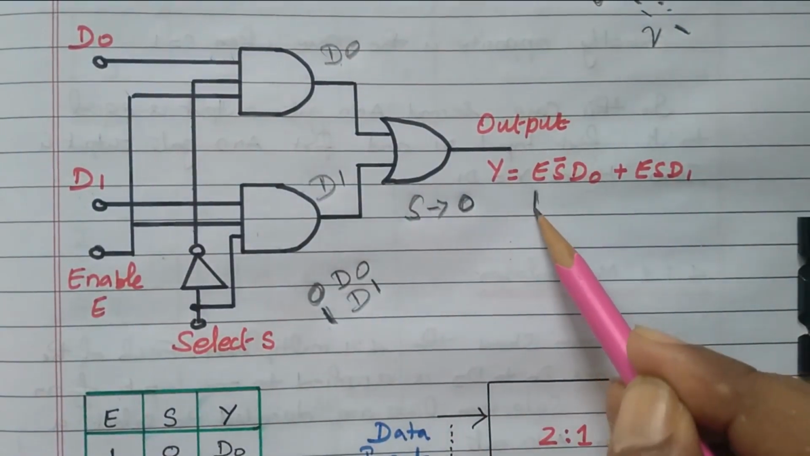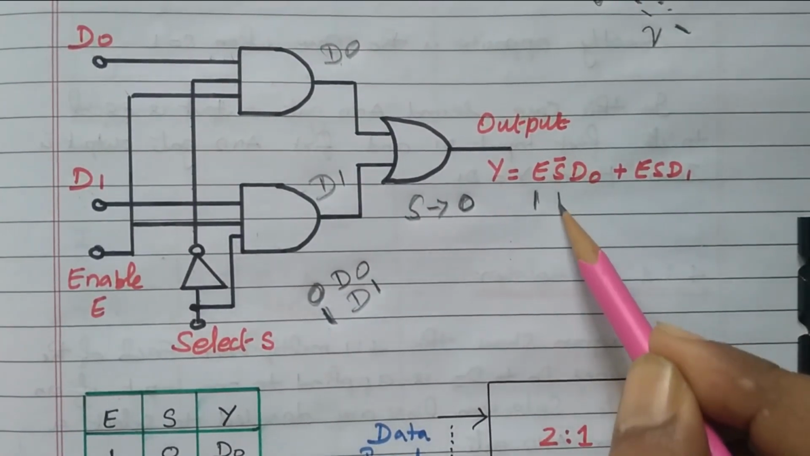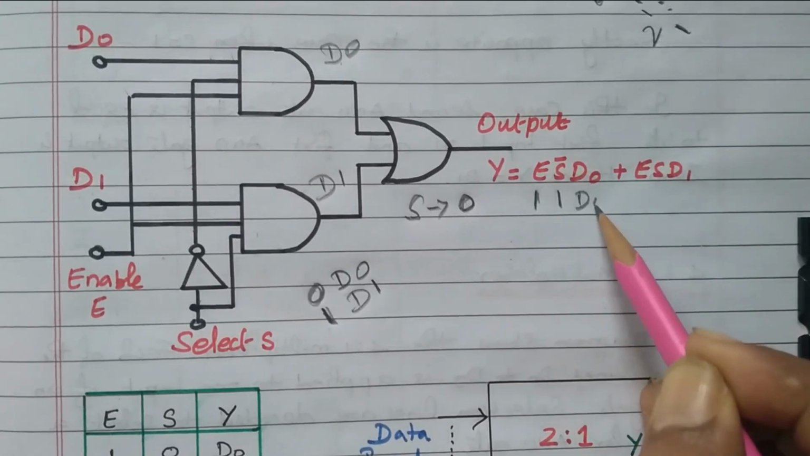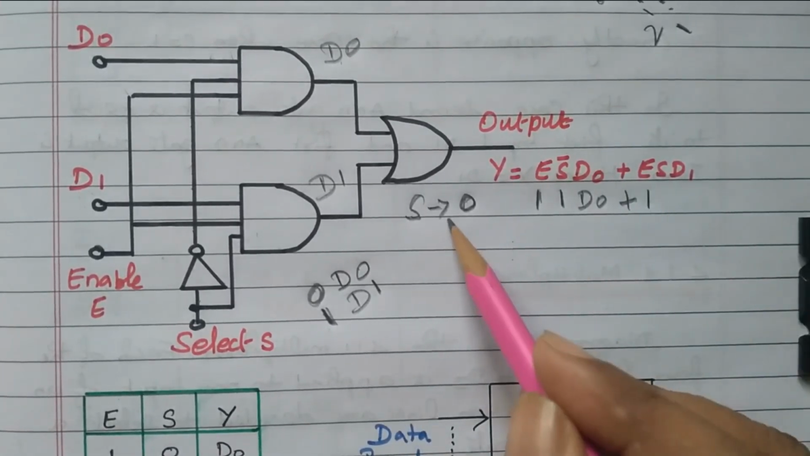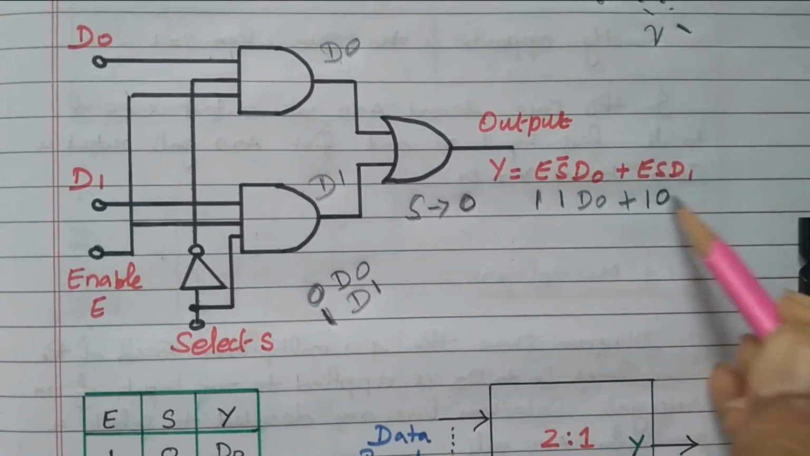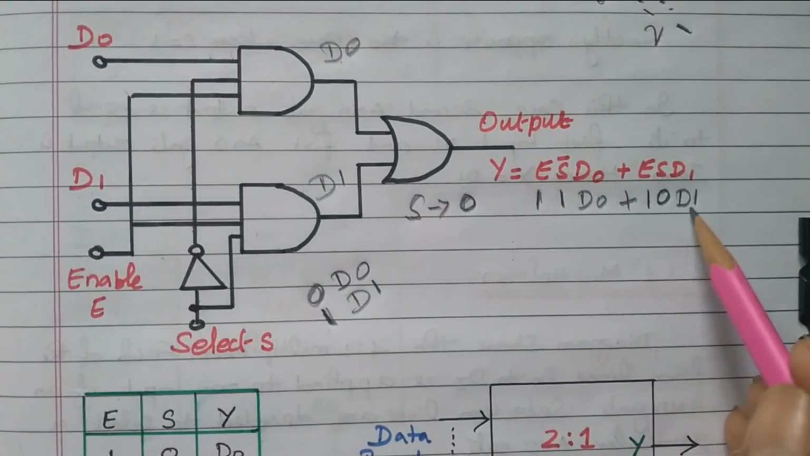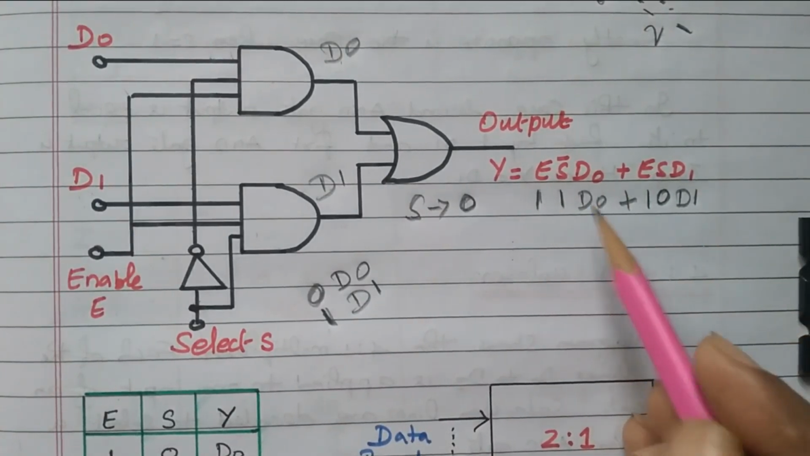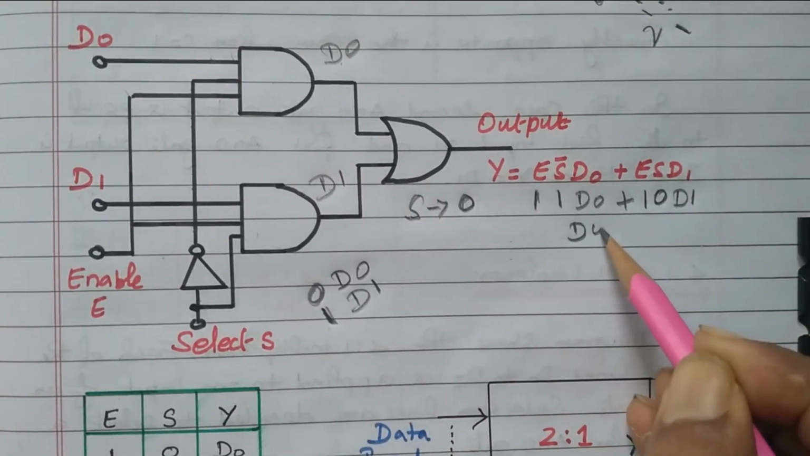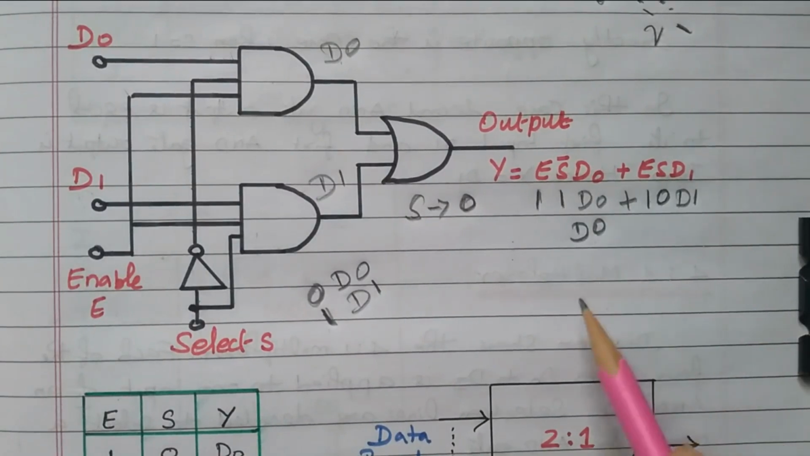So enable is already 1. If the selection line is 0, S bar will be 1. Then we have D0 plus, the enable is 1, selection line is 0, then D1, right? See this, because of this 0, this total expression becomes 0. Here 1 D0 is there, so we will get D0 as the output. If S equal to 0, we get D0 as the output.